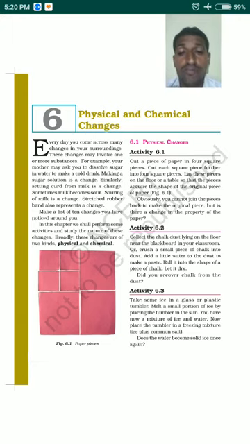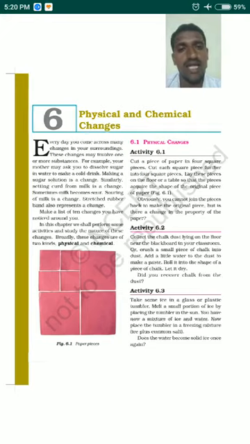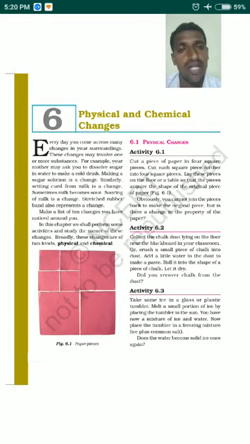So we broadly classify the changes that happen in our surroundings into two types. Those are physical changes as well as chemical changes. Firstly, let us learn about physical changes. There are some activities given here for our better understanding. First let us understand the examples through activities, then we will identify what kind of changes they are and to which category they belong.